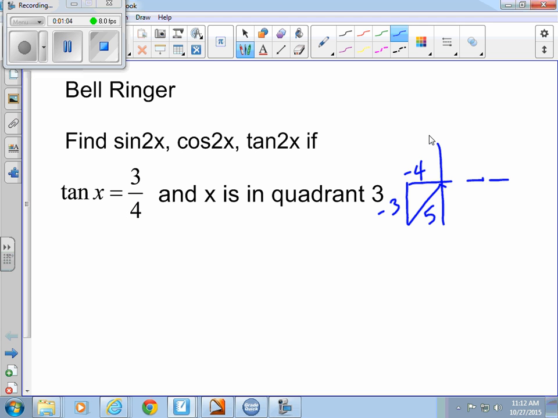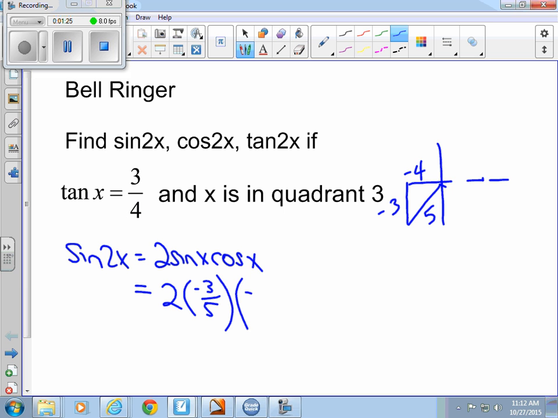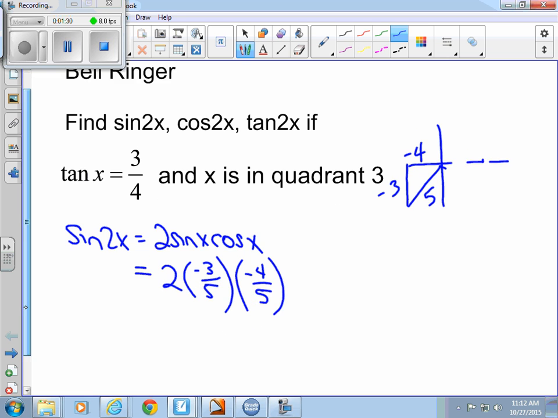How is that going to help? Because you gotta plug it into your equation. What equation? Yeah, on your chart. Sine of 2x is 2 sine of x cosine. Sine of x would be negative 3/5. Cosine of x would be negative 4/5. Everyone agree? So does that mean cosine 2 theta just equals 1?